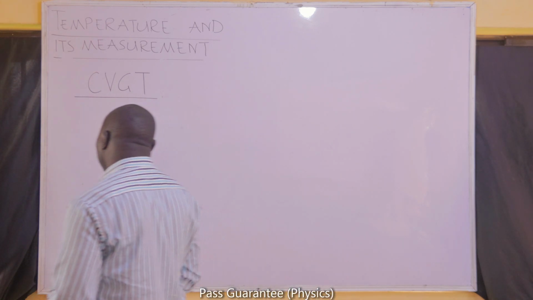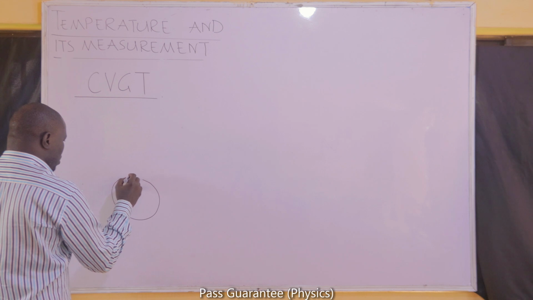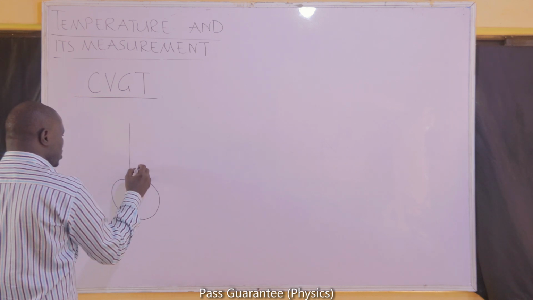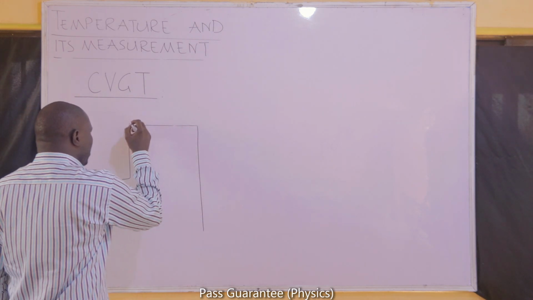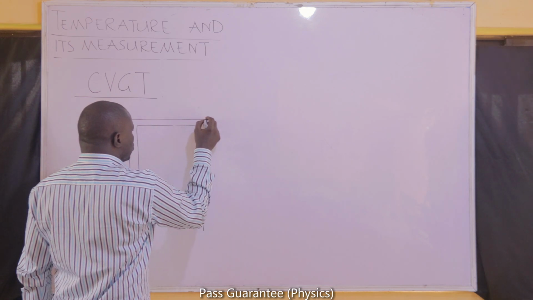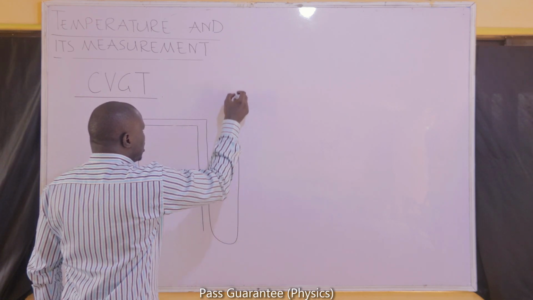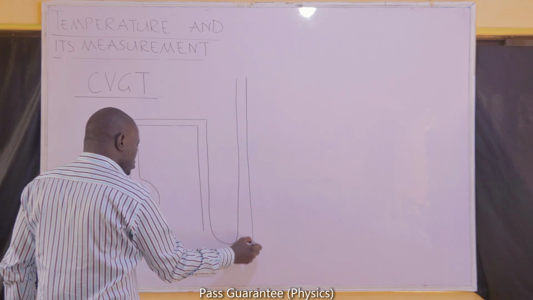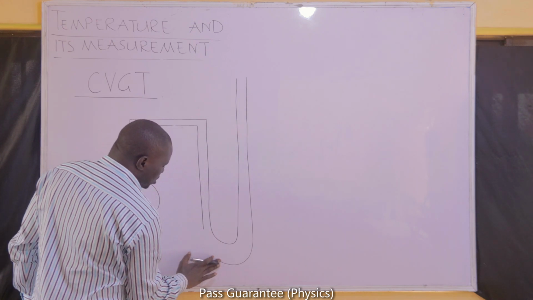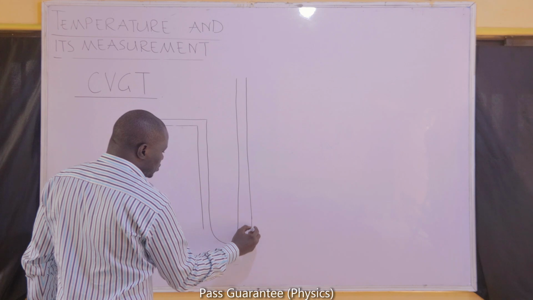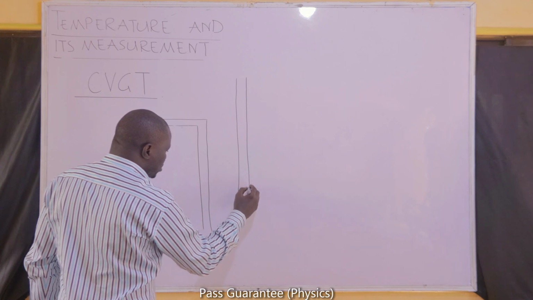So what I simply do is I will have a vessel that contains a gas, or more commonly air. That vessel is connected by a narrow glass tube to a manometer. Of course, we know that the manometer is a device that can be used to measure the pressure. You can refer to our class on gas law to see how that can be done.